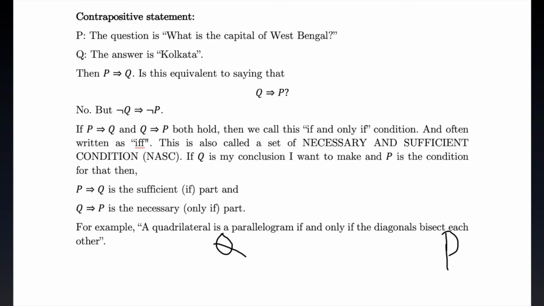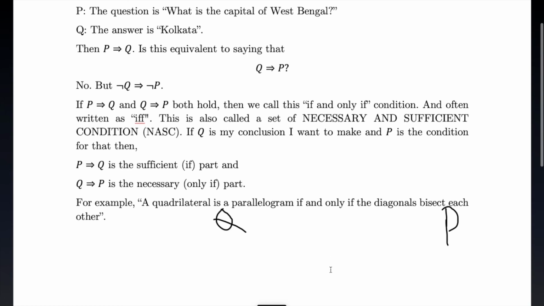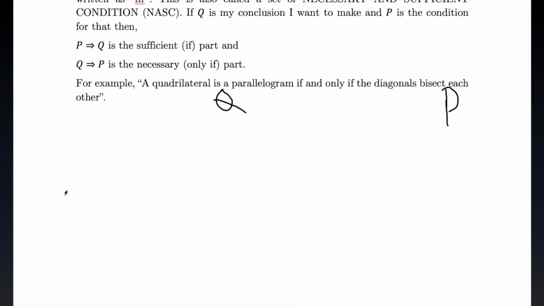So you have learned three abbreviations so far. One is WLOG, without loss of generality. IFF, oh please don't do this, IFF, and NASC. IFF is always written in this way, in small caps only, and WLOG and NASC are all caps.